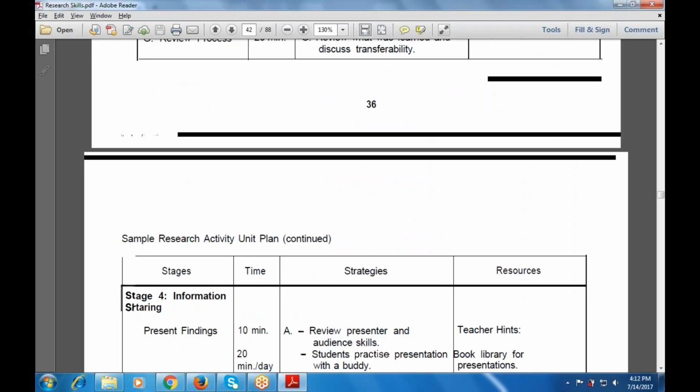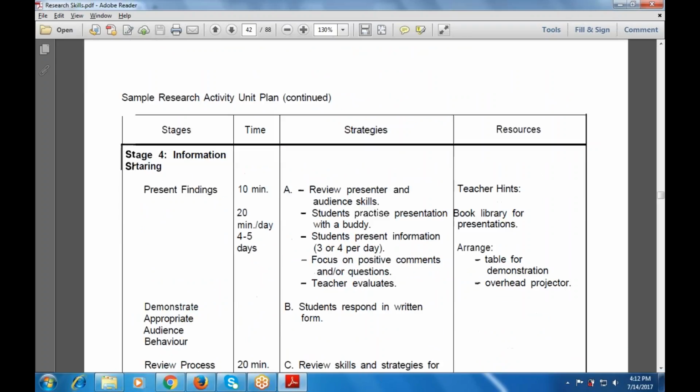The next is the sample research activity unit plan. Stage 4 is information sharing.